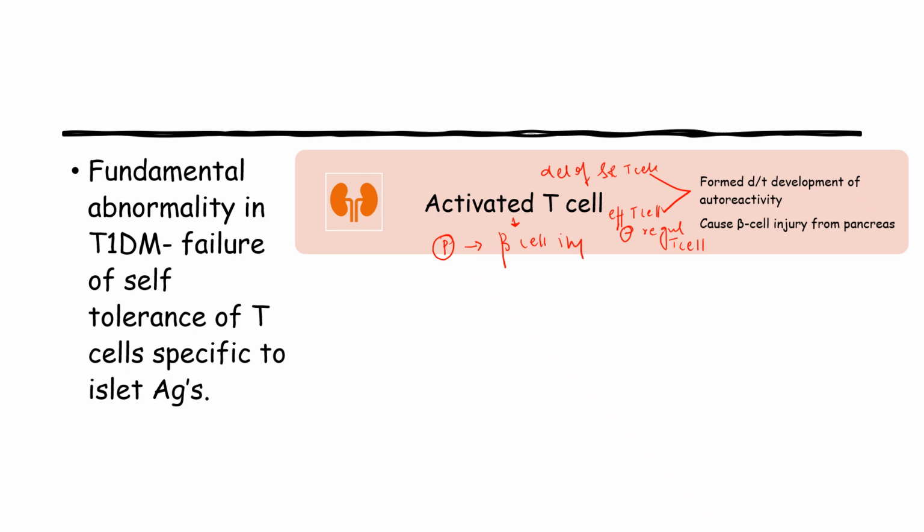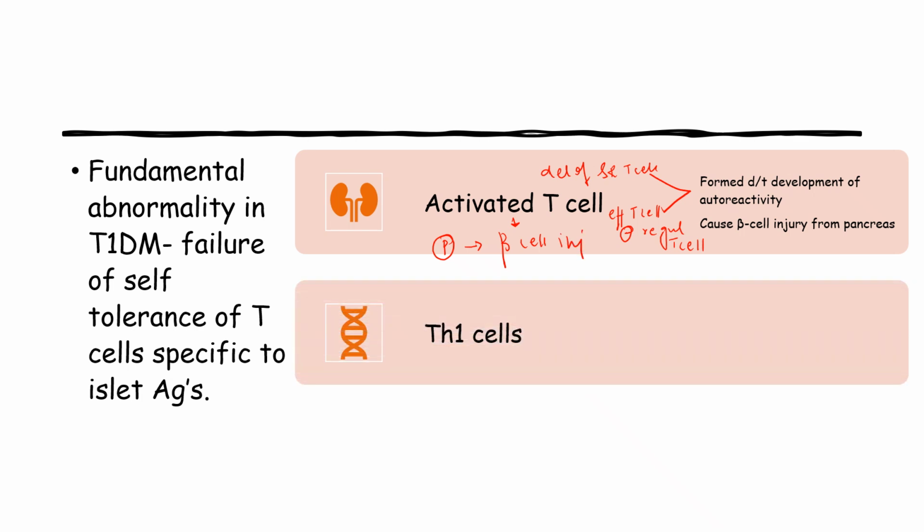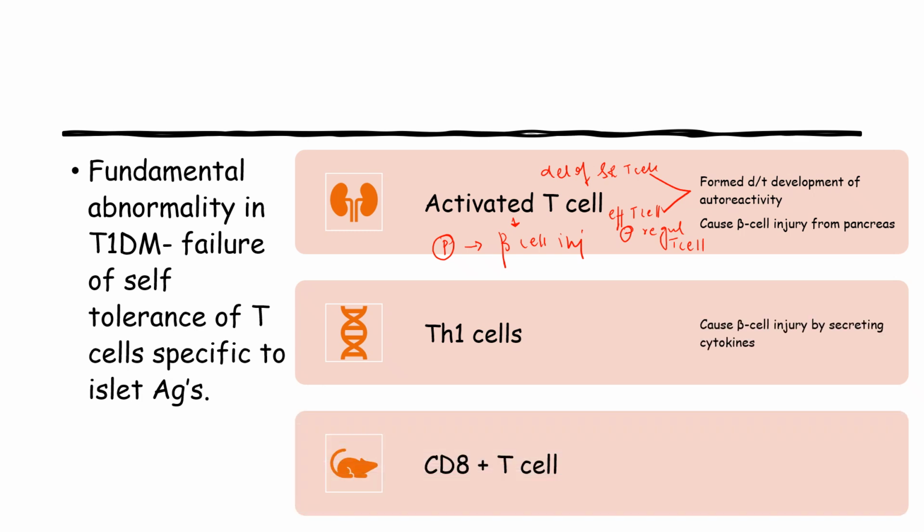Now these activated T cells can be one of two subsets. First is the Th1 cell. This Th1 cell will cause beta cell injury by secreting cytokines. The next subset is the CD8 plus T cell, which directly kills the beta cell without secreting any cytokines.